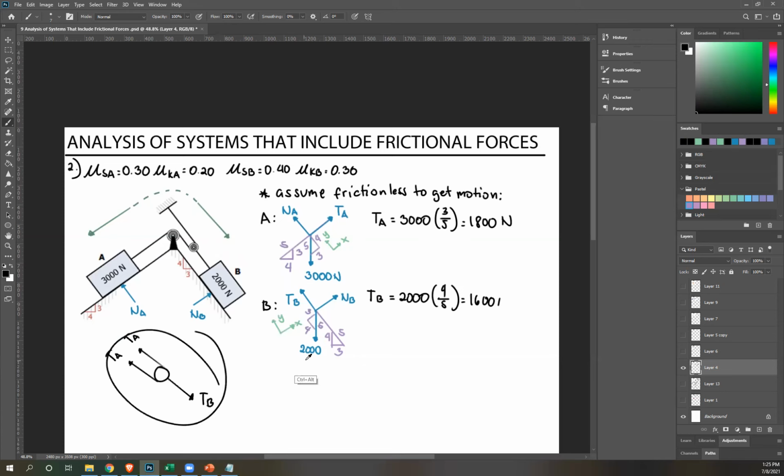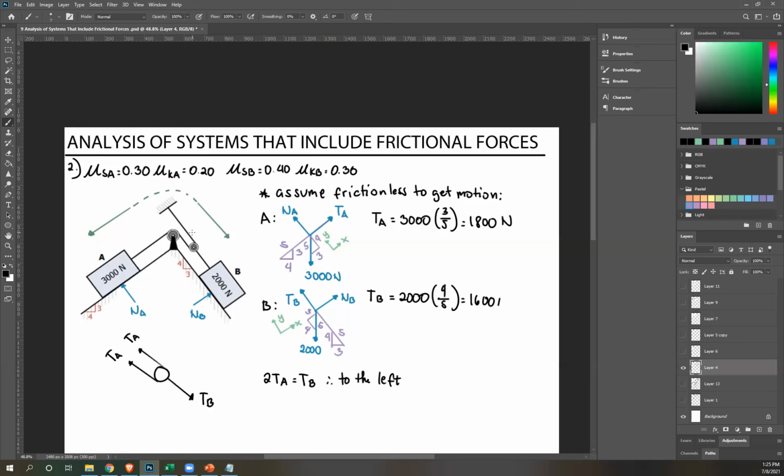Okay, so from this free body diagram, we're going to compare TB to twice TA. And obviously, this is TA. Twice TA is greater than TB, right? Therefore, it's going to move along the direction of TA, which is to the left. Okay, I'm going to end it there. This is just figuring out where your body will move.